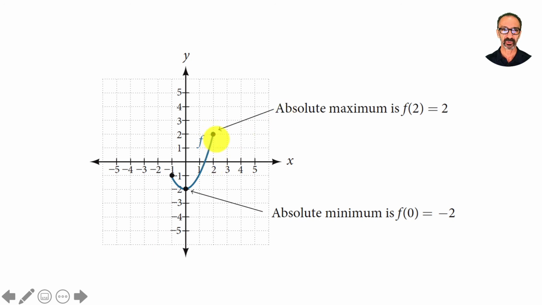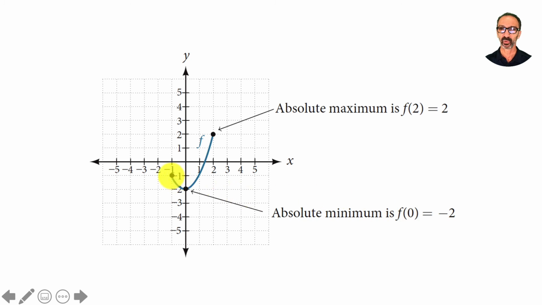F of 2, which is 2, is the greatest. It's greater than or equal to all f of x in the domain from -1 to 2. So we call it the absolute maximum. This point is the lowest in its domain, in its graph. So we call it the absolute minimum. That is f of 0 equals -2.